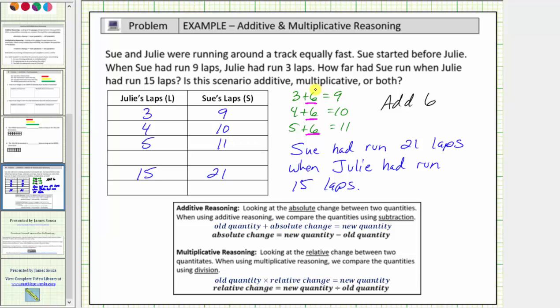We did not use multiplicative reasoning here, which looks at relative change between two quantities. For multiplicative reasoning, we take the old quantity, multiply by the relative change to get the new quantity. So notice how if we try to use multiplicative reasoning, 3 times 3 equals 9, but 4 times 3 does not equal 10. And therefore, in this situation, multiplicative reasoning is not appropriate.